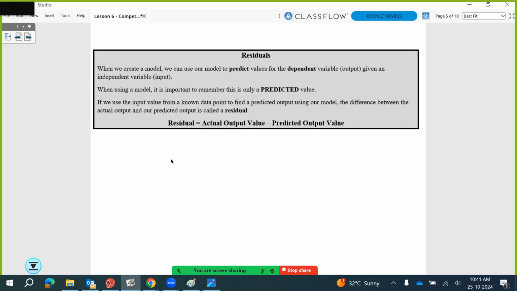But we want to determine, do we have the right type of model? If we use the input value for a known data point and we predict a value and we compare this to the actual value that is measured and then find the difference between these two, this is called the residual. So the formula for a residual is the actual output value minus the predicted output value. We're going to have a go at calculating a couple of those now.